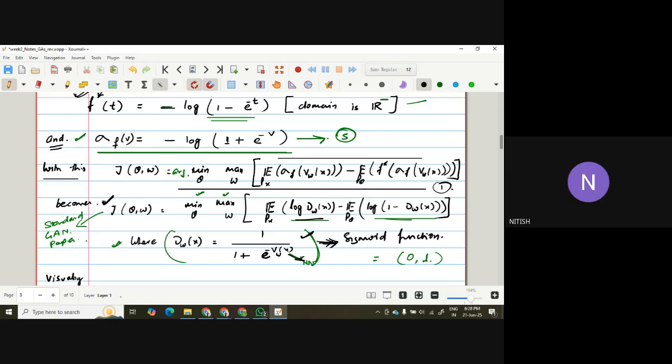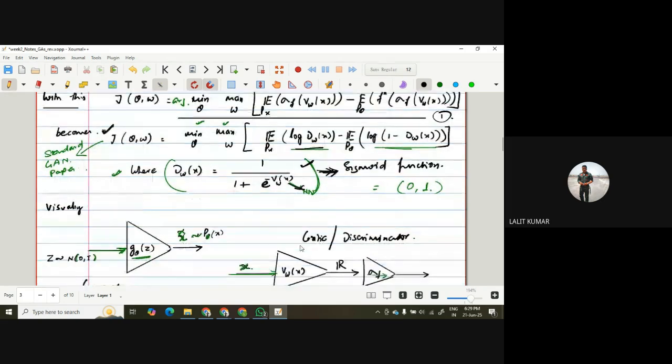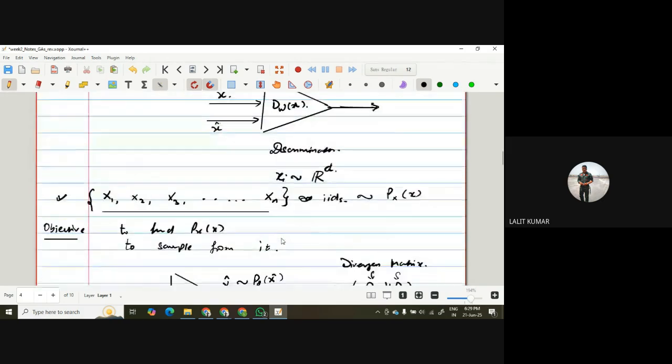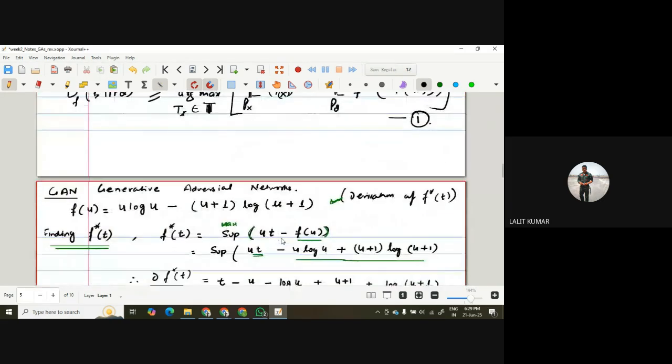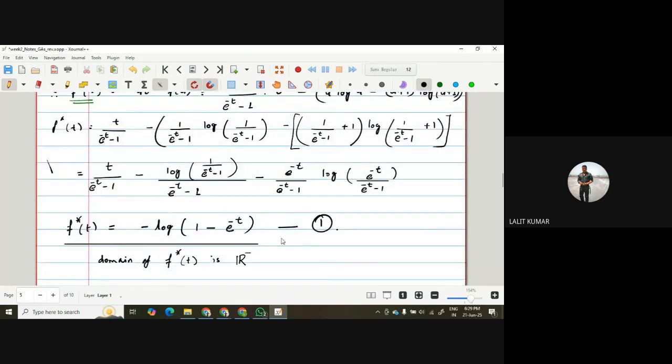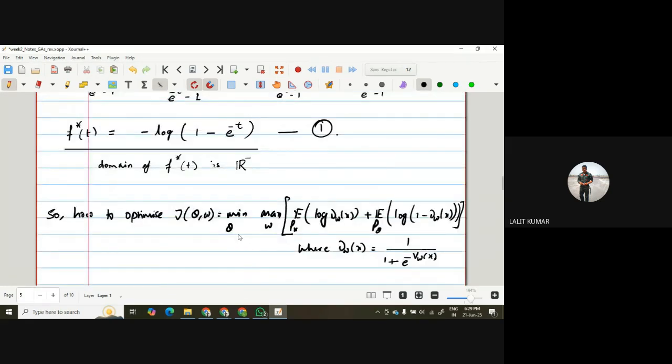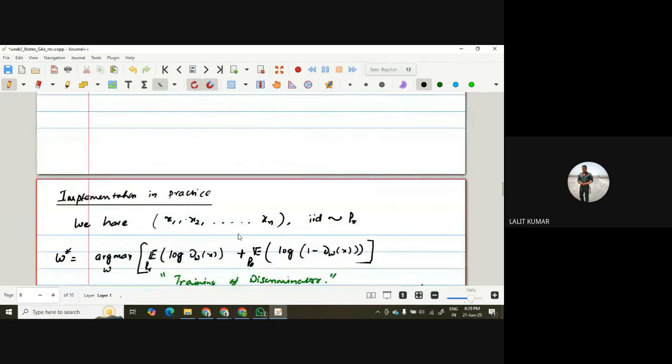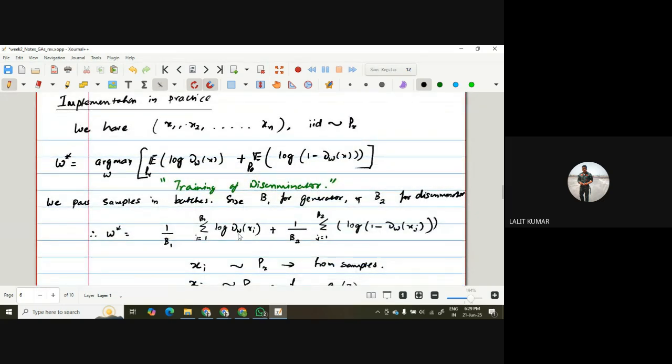So what we have done is, we have not found the distribution Px of x, but we have found P theta, which is very, very similar to Px of x. Now we go further. This I've covered. This derivation, I will share this notebook with all of you, so you can see this derivation also. So now, how do we implement it in practice?